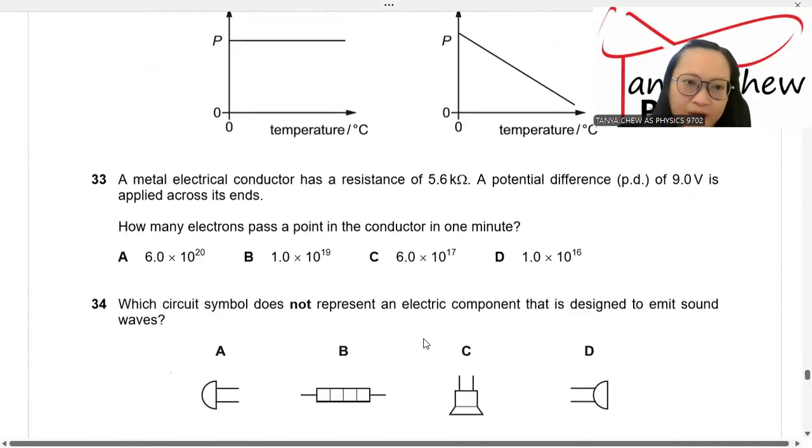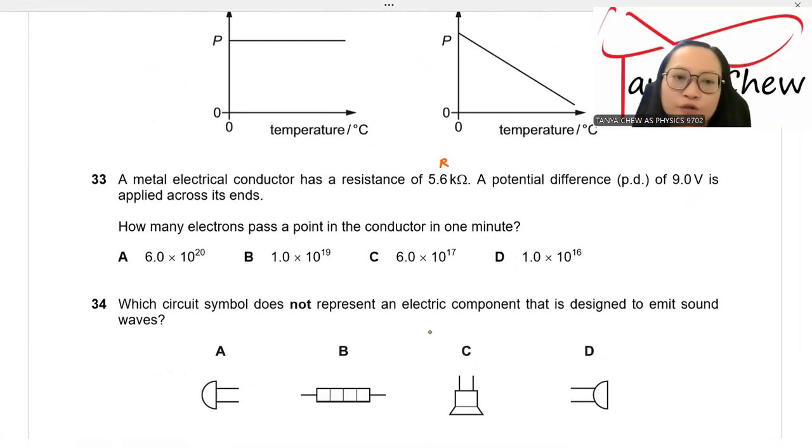Number 33. A metal electrical conductor has a resistance of 5.6 kilo ohm. A potential difference PD of 9 volt is applied across the ends. How many electrons pass a point in the conductor in 1 minute? I am using Ohm's law first. V equals IR. V is 9. I find the value of current first.